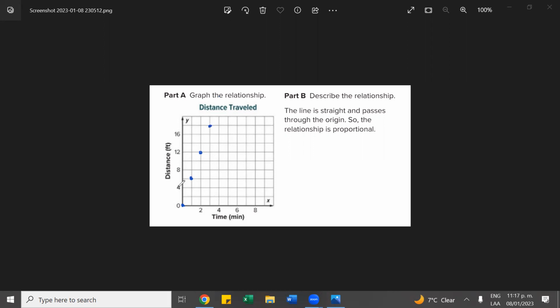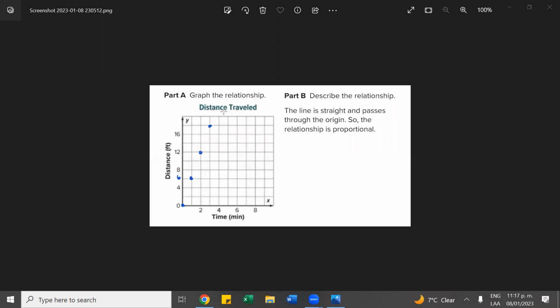So this is how we graph it. 0 minutes, 0 feet. 1 minute, and we go to feet, 6 feet. Even though we don't have the 6 right here, we can imagine that this graph is going 2 by 2: 2, 4, 6, 8, 10, 12, 14, 16, 18, etc. That's why we put the point right here at the 6. In 2 minutes, we go up until the 12 feet. And in 3 minutes, we go up until the 18 feet.